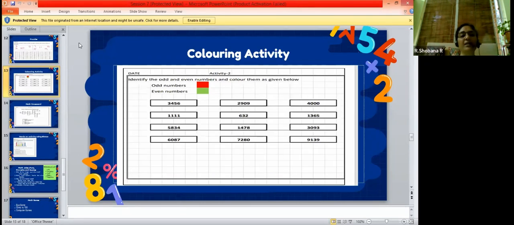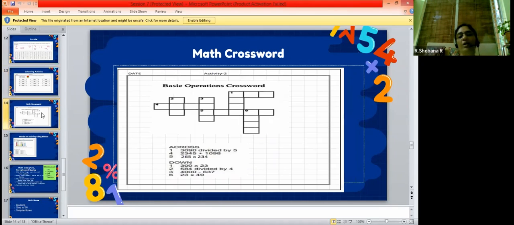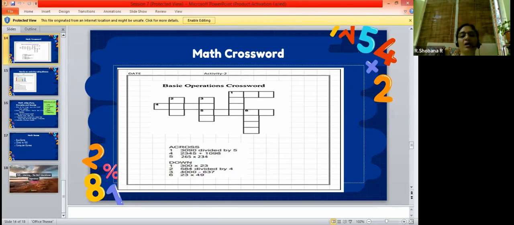And here, a maths crossword. So crossword need not always be only in English. We can also have math crossword puzzles. So they all learn how to do this across, down. By giving different numbers, they come to understand how to use a crossword.